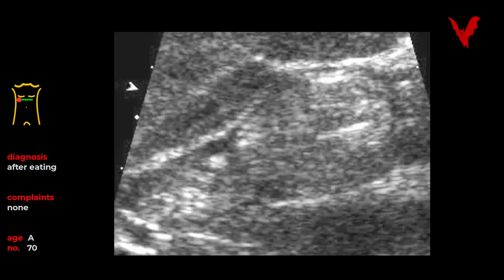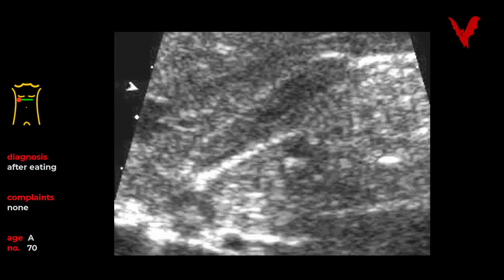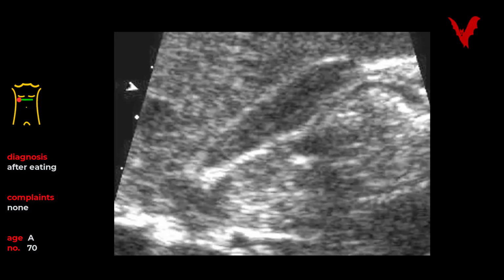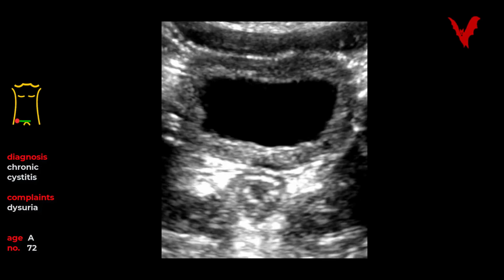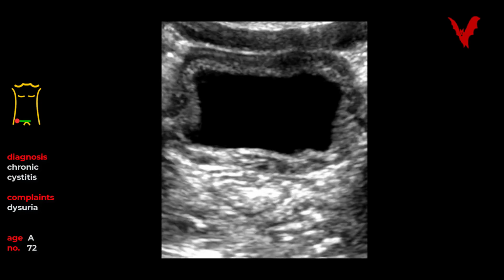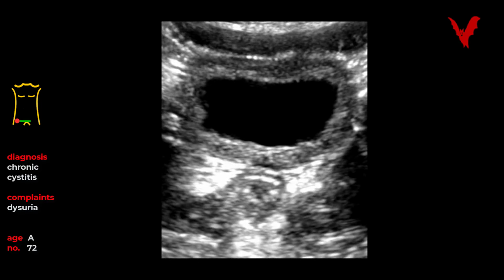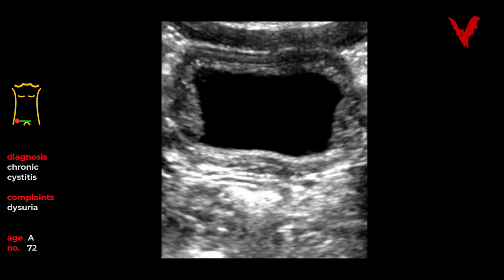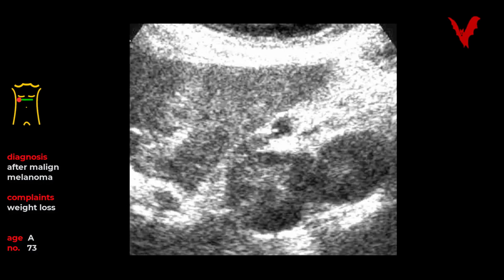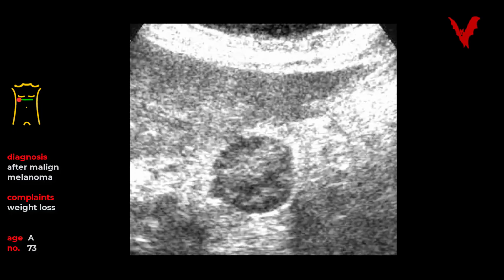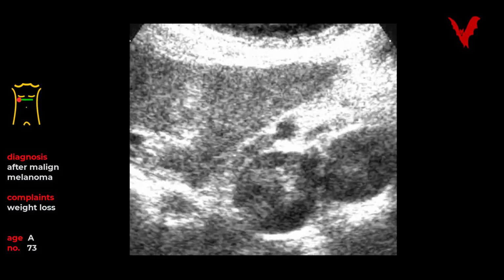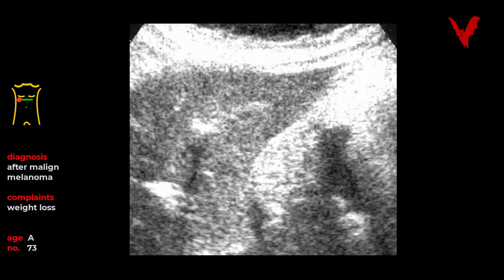After eating, stomach is here full in figure 70, full of ingesta. Another impressive case of acute cholecystitis in figure 71. Chronic cystitis of the urinary bladder produced this wall thickening in figure 72. These lymph nodes in figure 73 were due to a metastating malignant melanoma which had taken place 10 years before.